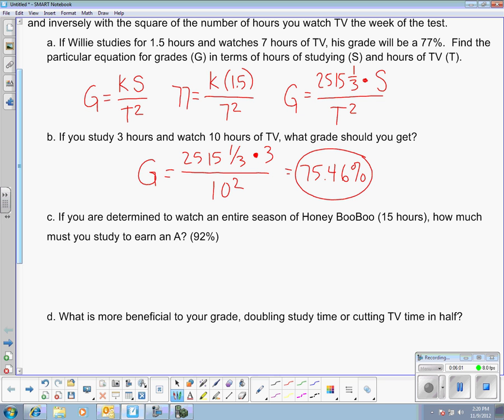You're going to be given everything except one number. I'm telling you, you're going to end up with a 92. K is my number. You can write it as K if you've already determined what K is above. Times study hours. I don't know how much I'm going to study, but I do know that I'm going to watch 15 hours of TV. So we're solving here for S, so it's going to be 92 times 15 squared divided by K.